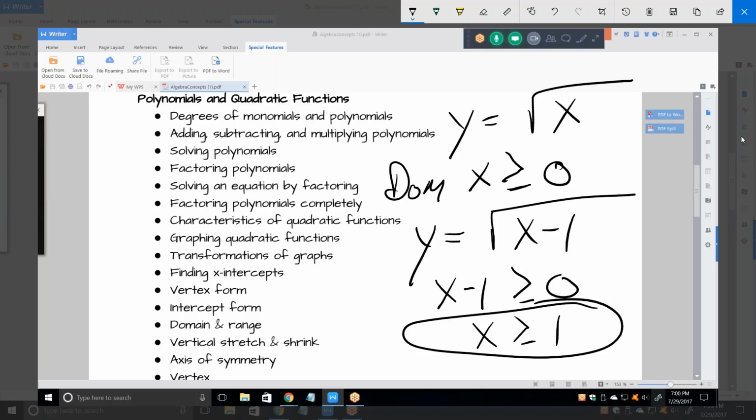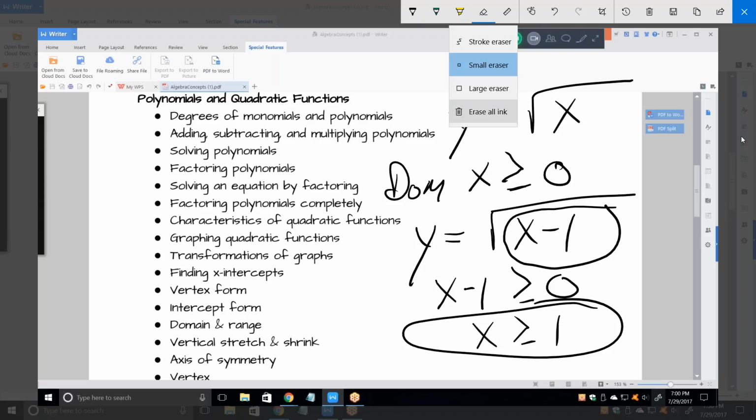That's the domain. In other words, notice that x cannot be 0. If x were 0, I'd be taking the square root of -1. You can't do that. x cannot be 1/2. I'd be taking the square root of -1/2. But x can be 1, and x can be 2, and 3, and 3.5, and 1,000,000, and 1,000,000,000. So all you have to do is take whatever's inside the radical sign and make it greater than or equal to 0 to figure out the domain for square root functions.